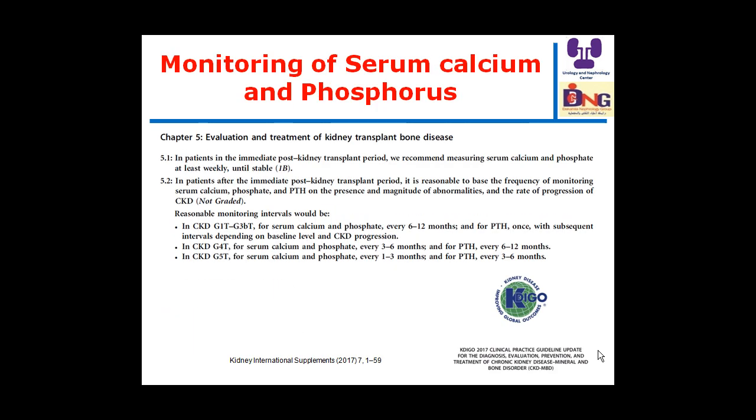The KDIGO recommendations stressed the abnormalities of calcium and phosphorus. So in patients after transplantation, the recommendation is to monitor calcium and phosphorus at least on a weekly basis, and this recommendation is based on moderate evidence. In patients after the immediate post-kidney transplant period, it is reasonable to base the frequency of monitoring serum calcium, phosphate, and PTH on the magnitude of abnormalities and the rate of progression of CKD after transplantation. So the message is we should keep calcium and phosphorus in mind.